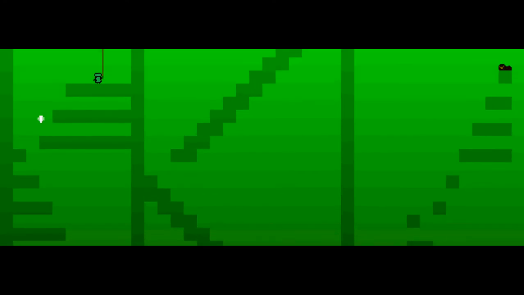And the game always starts lagging for some reason right around there. I don't know what it is. Maybe my computer's just a piece of crap.